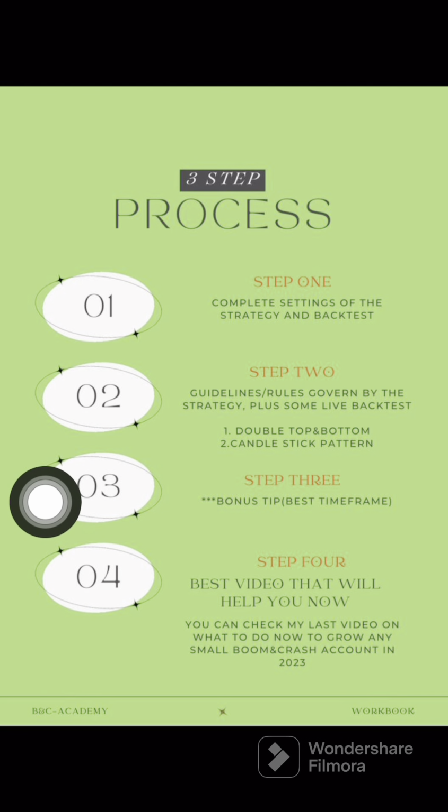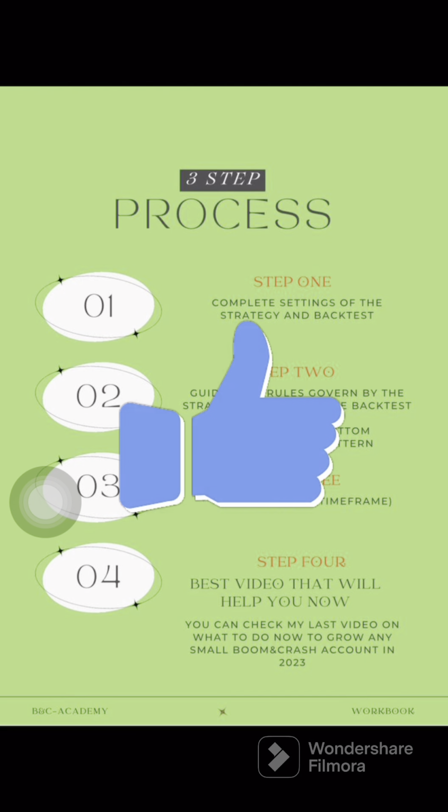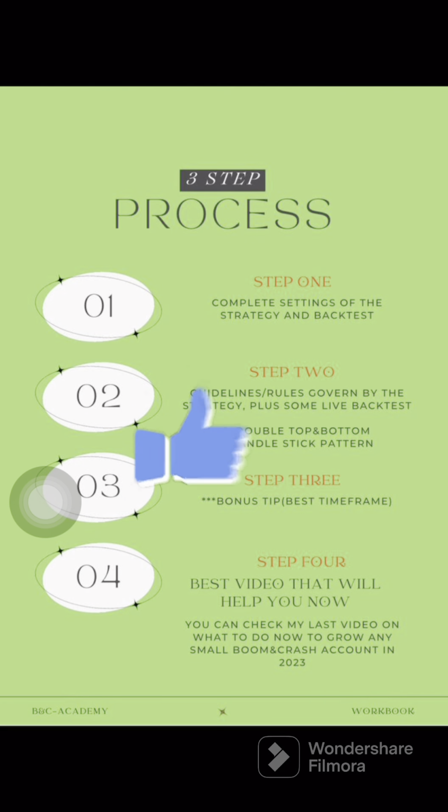Step 2: guidelines and rules governed by the strategy, plus some live backtest. I'm going to give you some conditions and guidelines guided by the strategy so that you can understand it better, because it's strictly a boom and crash spike catching strategy, pure price action. Out of the conditions I'm going to give you, number 1 is double top and double bottom, which is the chart pattern that we are going to use for this strategy.